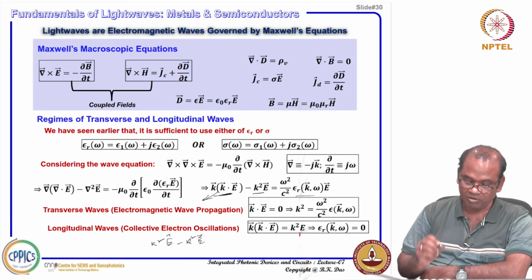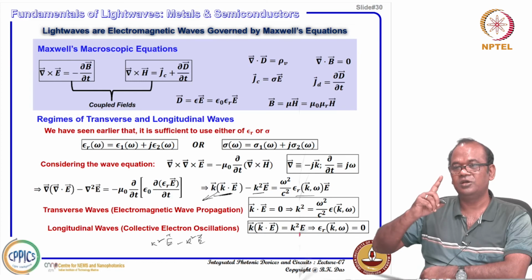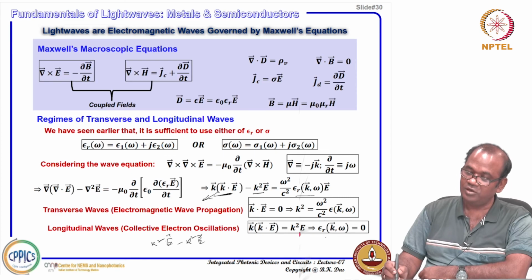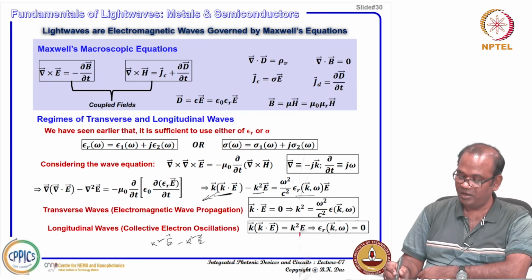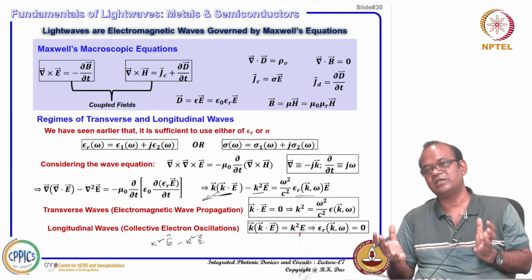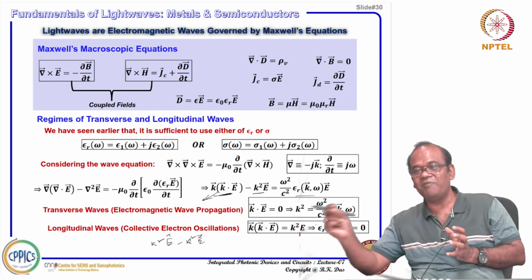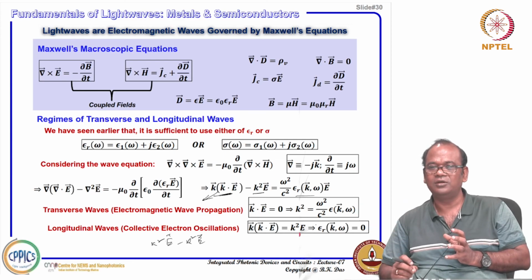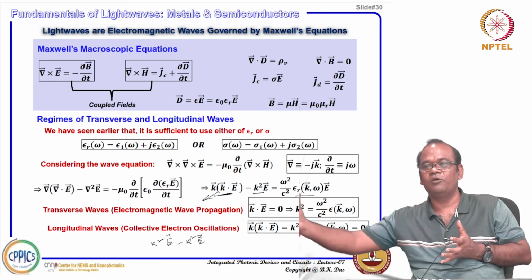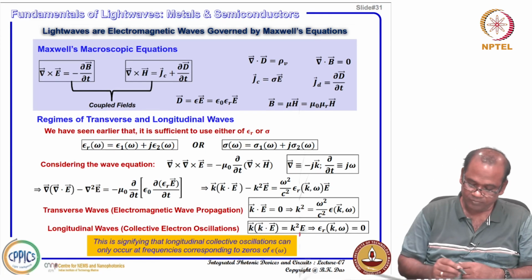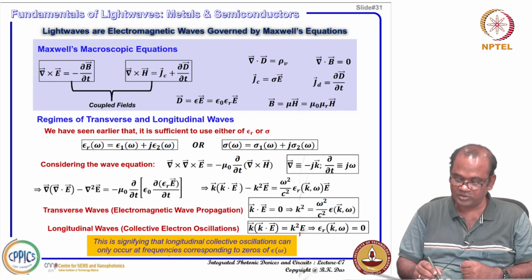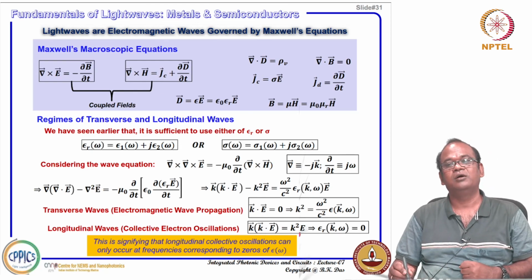So, in case you are considering longitudinal waves, that means your electric field is oscillating also in the propagation direction. At that time you can think of certain solutions where this dielectric constant has to be 0. If you get a dielectric function such that at certain omega points, k points, the value is 0, then that particular point will result in a longitudinal wave. So that is why we conclude that longitudinal collective oscillations can only occur at frequencies corresponding to zeros of epsilon omega.